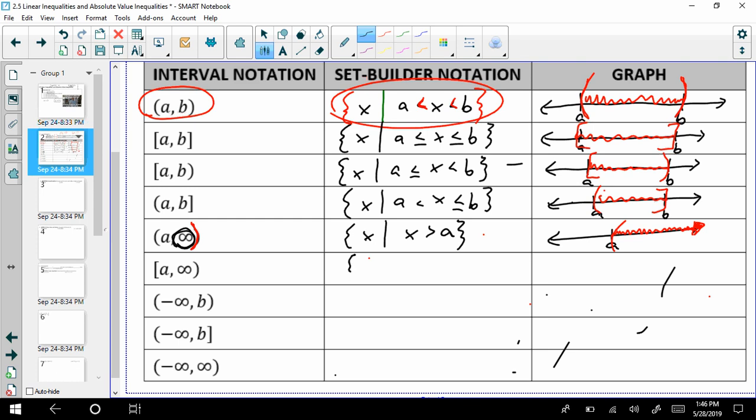Next one is just the opposite. Well, not quite the opposite, I guess. We still want to be greater than A, except I can also be equal to A. So bracket and then everything onwards would be an answer.